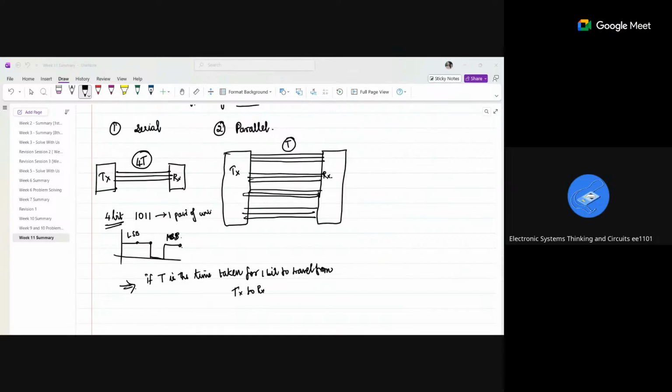Yeah. So these are the two types of wired transmission. One is serial and another one is parallel.